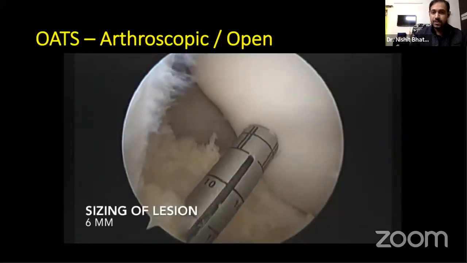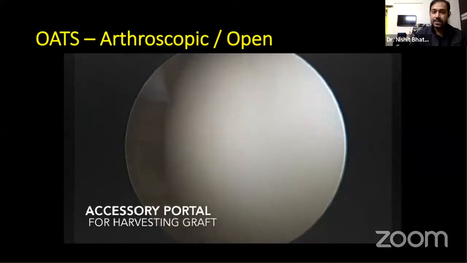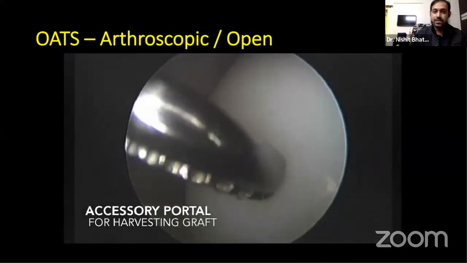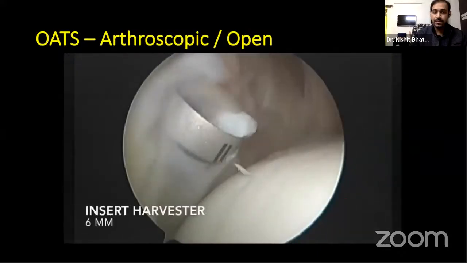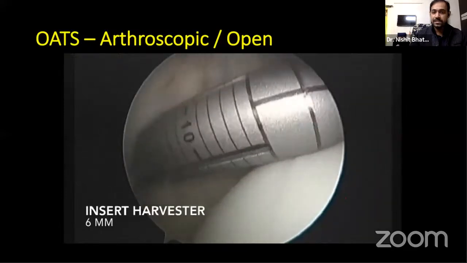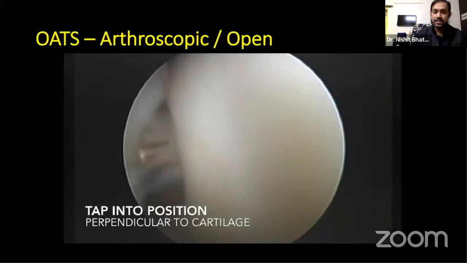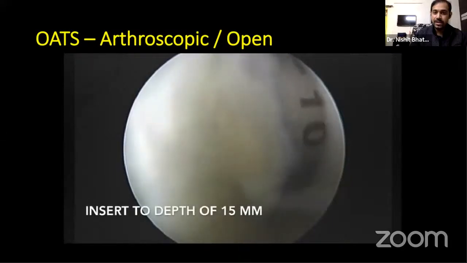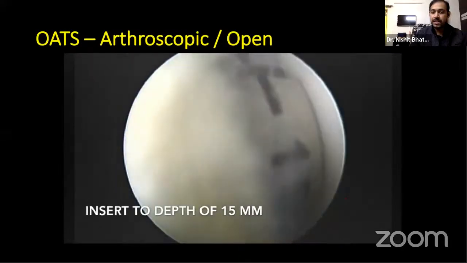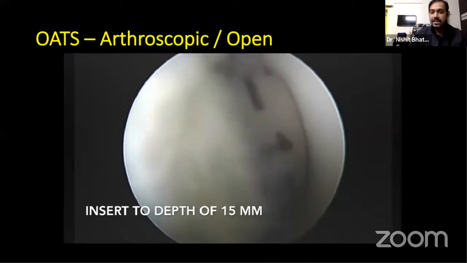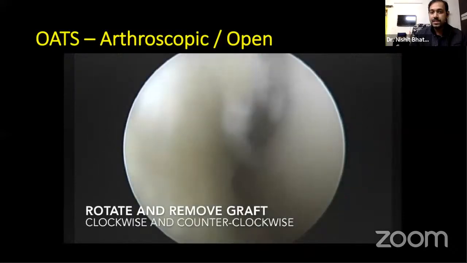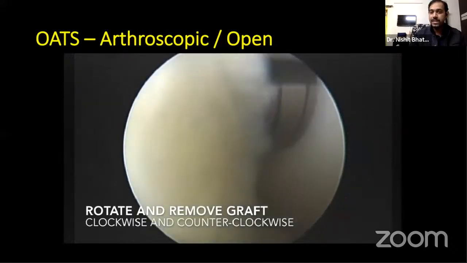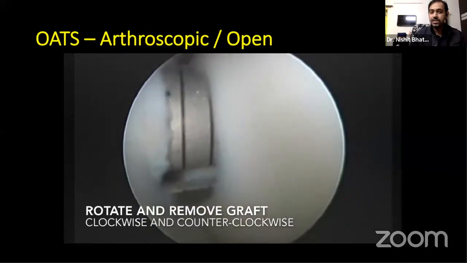So what we did was, from a non-weight bearing area, we took a piece of cartilage and bone with the use of this harvester. So we will just place this harvester on an area which is not very important in the joint. We inserted it up to 1.5 centimeters and we took out a piece of bone and cartilage which was matching to the size of the original defect.